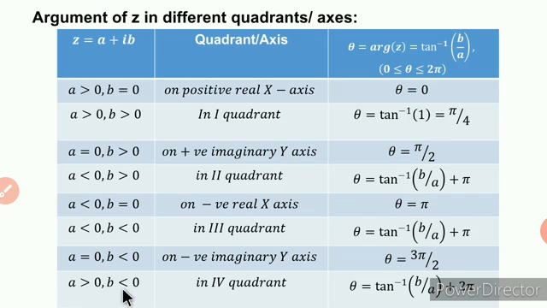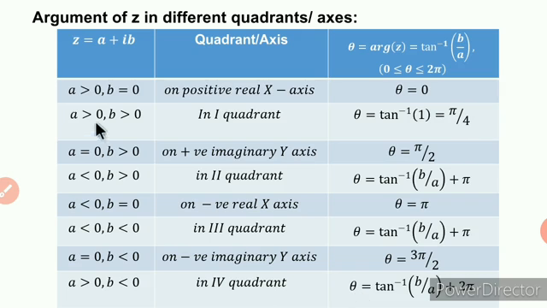When A is greater than 0 and B is less than 0, it is in the fourth quadrant and therefore theta is equal to tan inverse of B upon A plus 2 pi, where theta is in the fourth quadrant, that means theta lies between 3 pi by 2 to 2 pi.